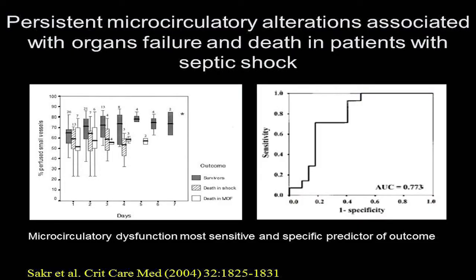This is one of the key studies in adults by Sacker, who examined the microcirculation for 7 subsequent days in patients who presented with severe septic shock. The dark grey boxes here are the patients who survived, and the other boxes here are the patients who did not survive. And again, the difference is quite striking: there's no improvement of the microcirculation in patients who went on to die. And similar to what we found, the lack of improvement of the microvascular values is a strong predictive value for outcome.